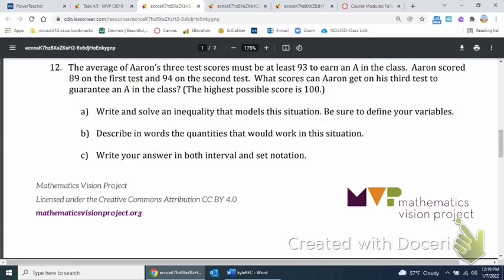Okay, and that's what part B is asking you. Part B says again, describe in words the quantities that would work. Any test score above 96, or technically 96 or above. Any score 96 or above.